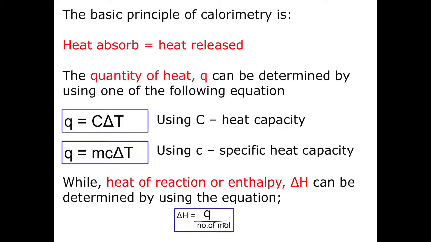The basic principle of calorimetry is heat absorbed equals heat released. The quantity of heat Q can be determined by using one of the following equations: Q equals capital C delta T, using C as heat capacity, or Q equals m c delta T when c is specific heat capacity, while heat of reaction or enthalpy delta H can be determined by using the equation delta H equals Q over number of moles.